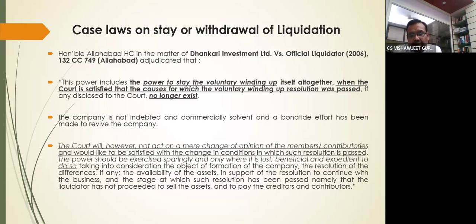Court will, however, not act on mere change of the opinion of the members or contributories and would like to be satisfied with the change in the conditions in which such resolution is passed. This power should be exercised sparingly and only where it is just and beneficial and expedient to do so.